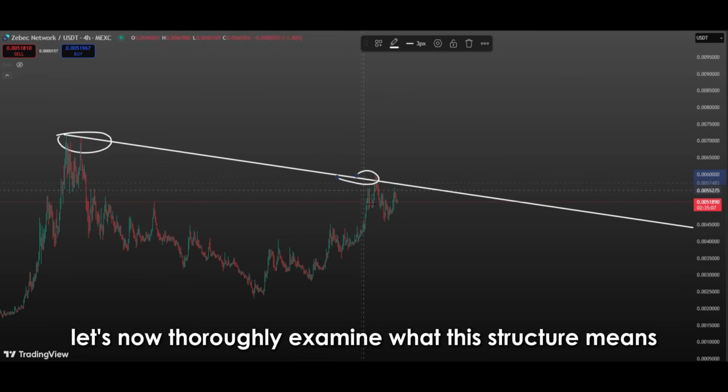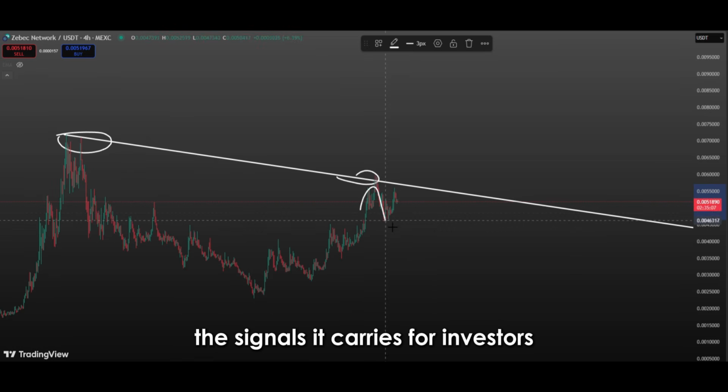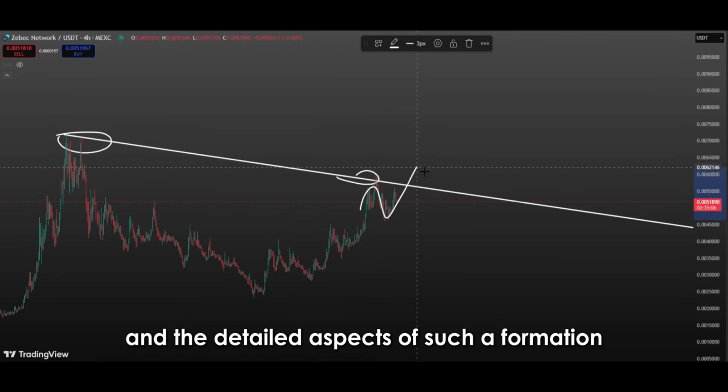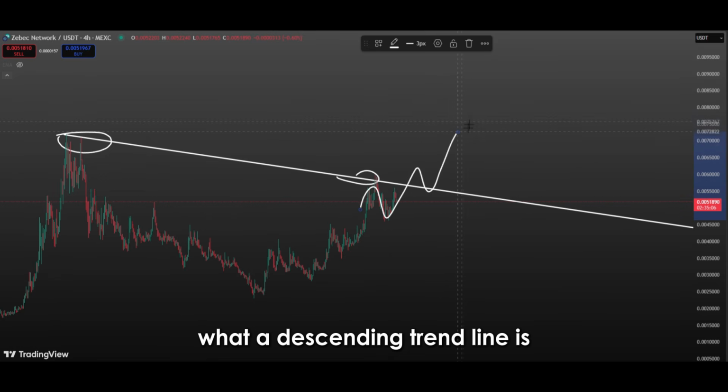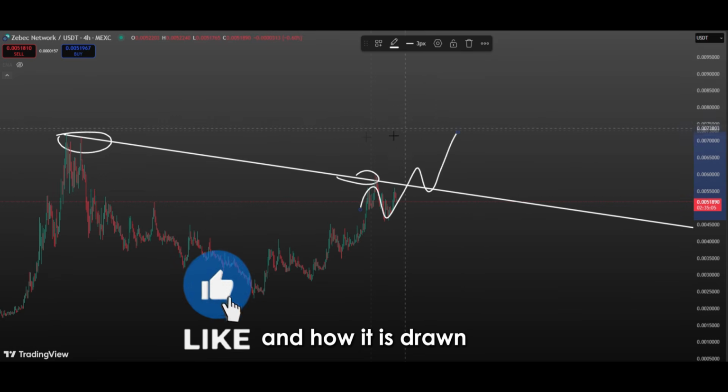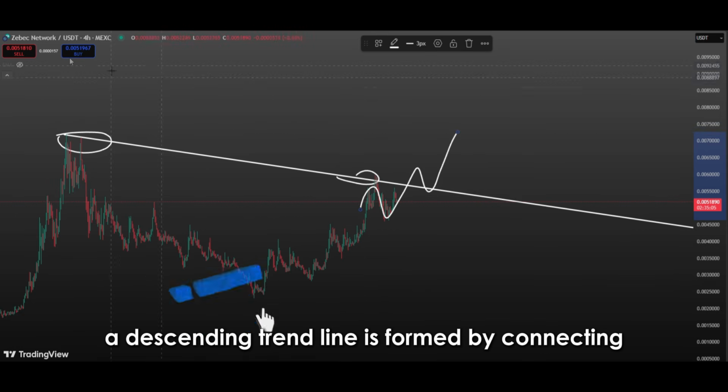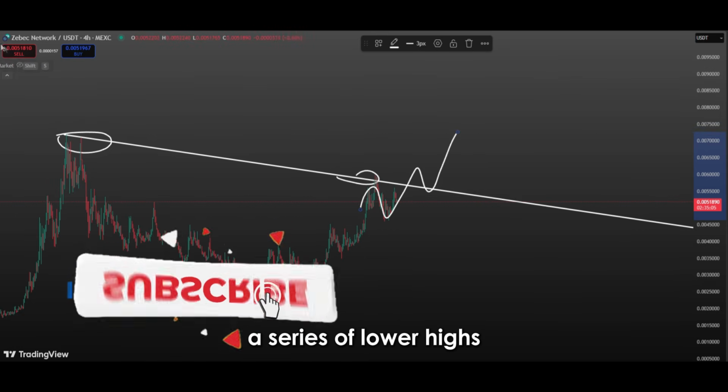movement. Let's now thoroughly examine what this structure means, the signals it carries for investors, and the detailed aspects of such a formation. First, it's essential to understand what a descending trend line is and how it is drawn. A descending trend line is formed by connecting a series of lower highs.